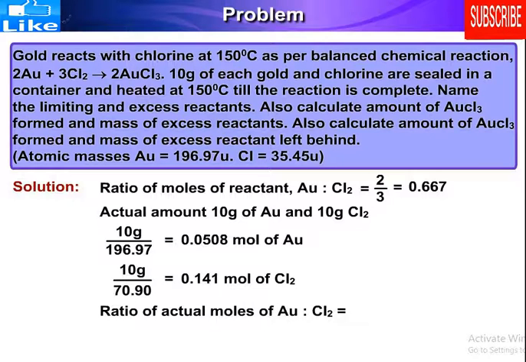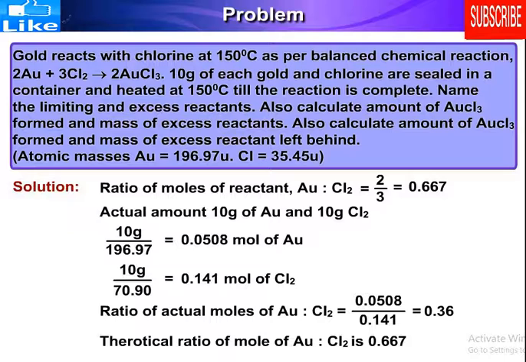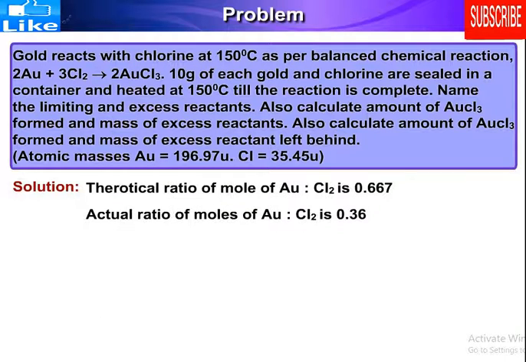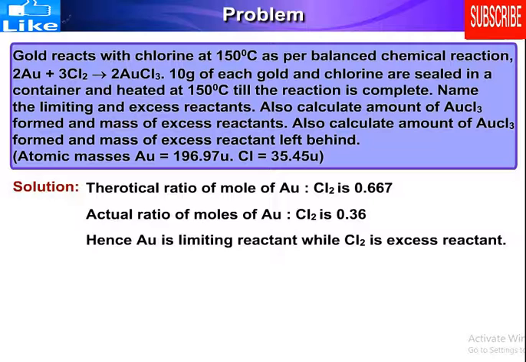Ratio of actual moles of Au to Cl2 is equal to 0.0508 upon 0.141, which is equal to 0.36. Theoretical ratio of moles of Au to Cl2 is 0.667. Actual ratio of moles of Au to Cl2 is 0.36. Hence, Au is the limiting reactant, while Cl2 is the excess reactant.